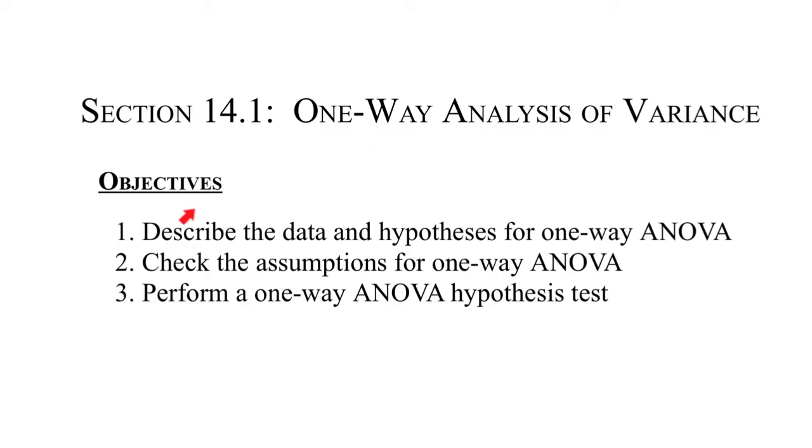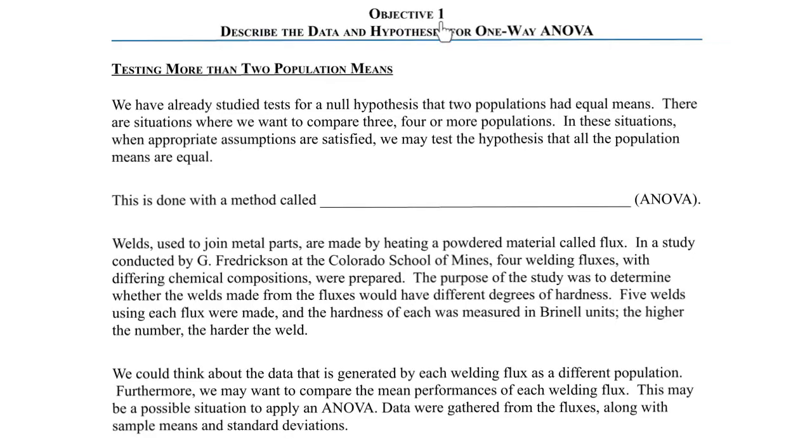In this section, I am going to explain how to describe the data and hypothesis for one-way ANOVA, check the assumptions for one-way ANOVA, and perform a one-way ANOVA hypothesis test. Objective 1. Describe the data and hypothesis for one-way ANOVA.